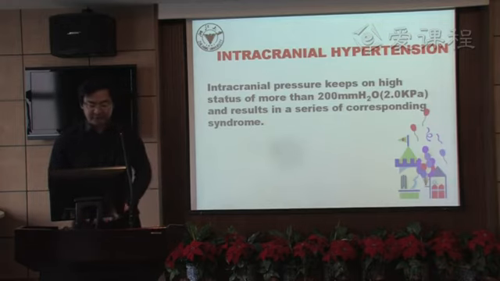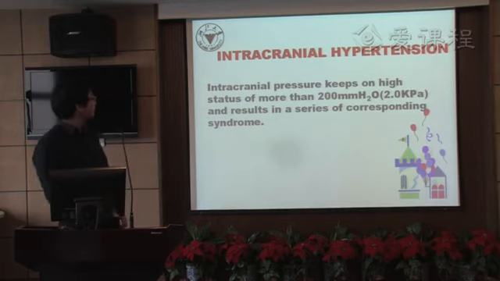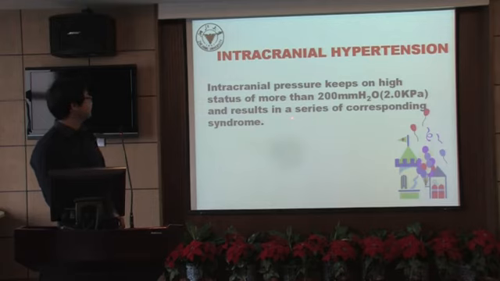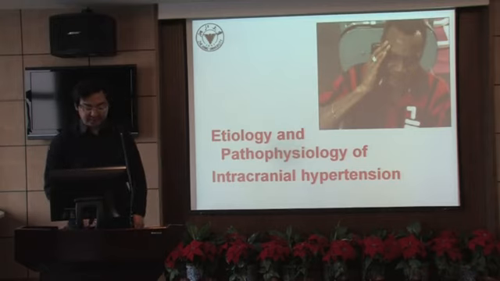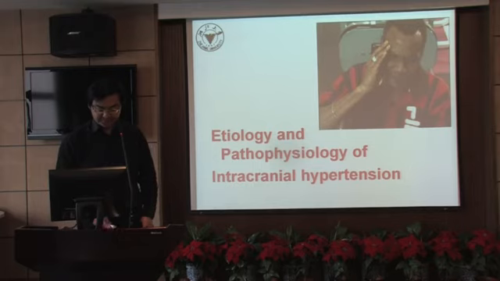Now we study intracranial hypertension. The definition of intracranial hypertension is that intracranial pressure keeps at a high status of more than 200 millimeters of water or 2 kPa and results in a series of corresponding syndromes. So we call this syndrome intracranial hypertension. Etiology and pathophysiology of intracranial hypertension.